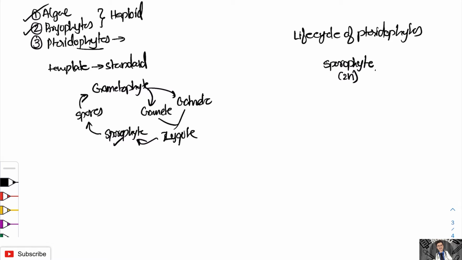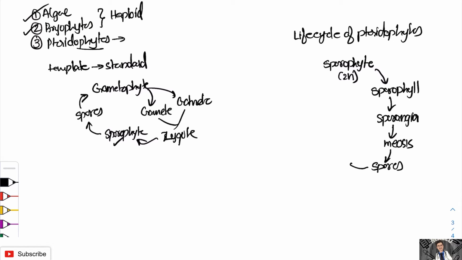Now, within the sporophyte, you have the sporophyll, and within the sporophyll, you have the sporangia. Within the sporangia, meiosis occurs, and then you have the spores. Now, these spores produce the gametophyte. Literally speaking, it's the reversal of this cycle, only because it's diploid in pteridophytes.